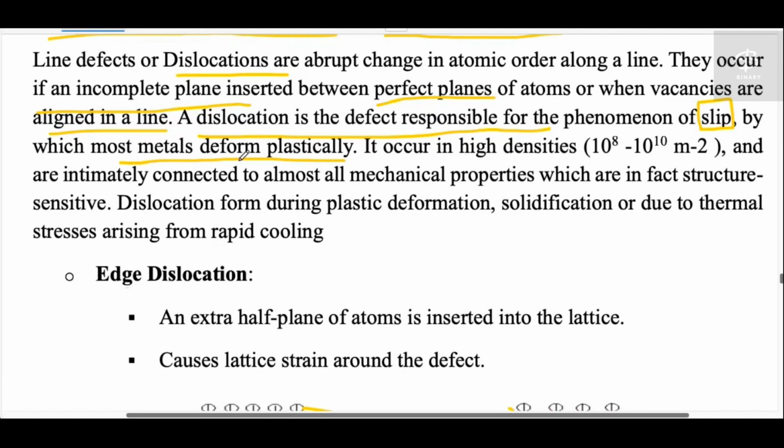So here, what is slip? You can see here it is a plastic deformation. It means that due to the slip, we cannot get the real position or real shape as it was originally.